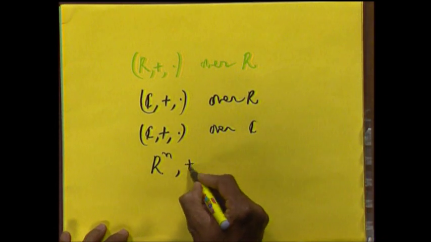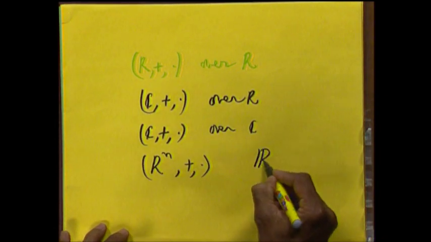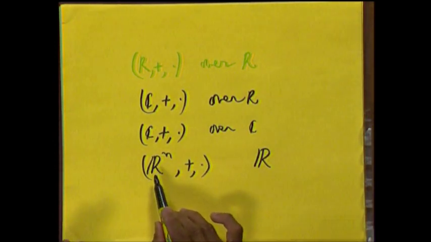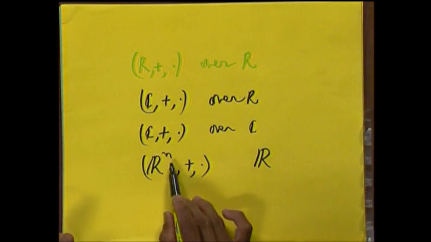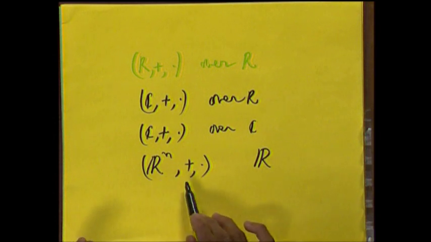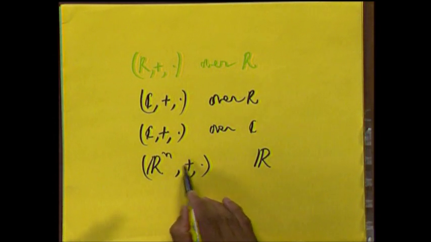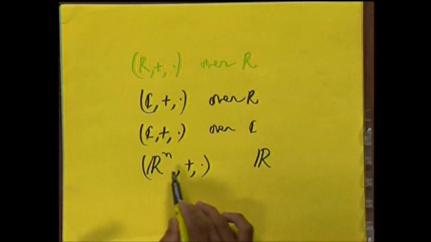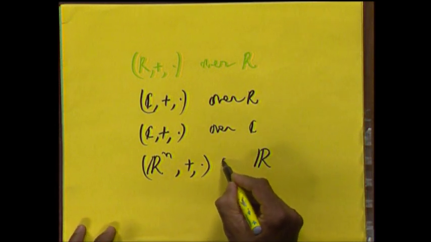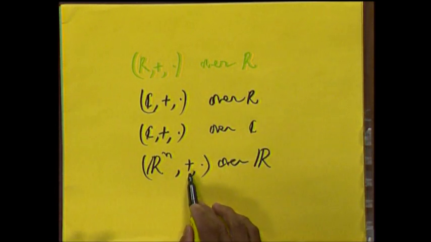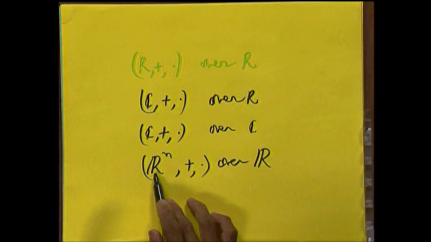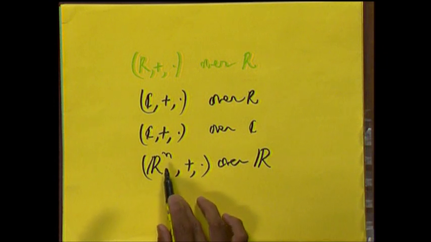Next, R power n plus dot over R. If you take the Cartesian product of R with itself n times, we get R power n, R cross R taken n times, and this plus is the component wise addition, and this dot is multiplication of an n-tuple by real numbers. If you define the addition on R^n and scalar multiplication on R^n like this, you can see that R power n plus dot becomes a vector space over R.